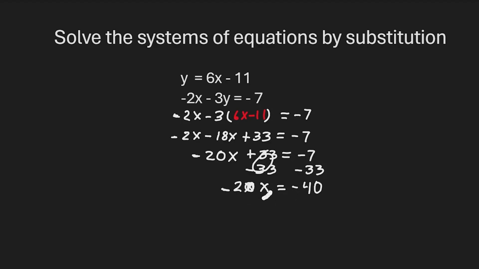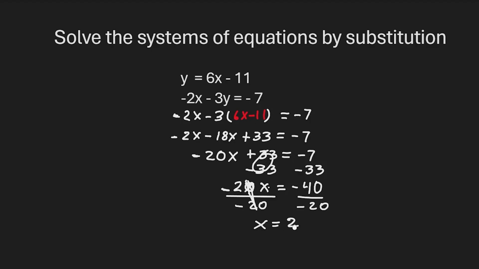Now the last step, solving for x, I need to get rid of this negative 20. Negative 20 is multiplying x. To get rid of it, I'm going to be dividing by negative 20. Divide by negative 20, and then negative divided by a negative turns into positive 1. 1 times x, you're going to get x equals, and negative 40 divided by negative 20, the answer should be positive 2.